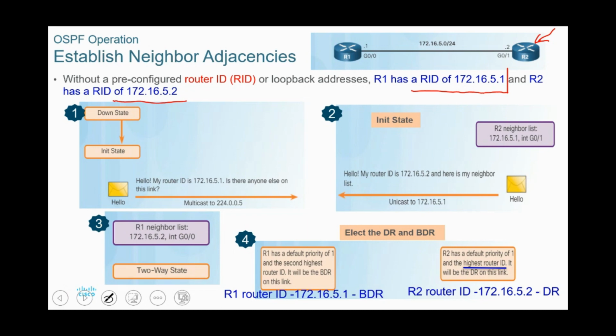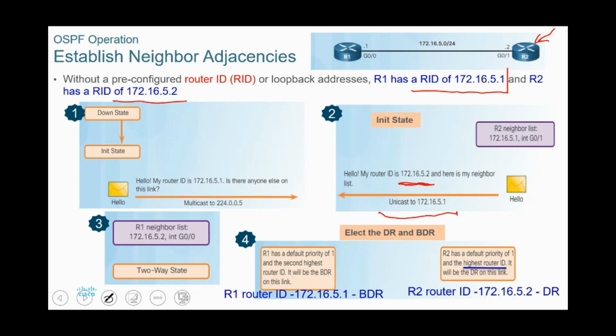Now, when the other side of the link, which is router 2, receives the hello message from router 1, router 2 will reply using a hello, introducing its own router ID, 172.16.5.2, and the neighbor list. It will unicast it to 172.16.5.1. So after that, the R1 neighbor list will have 172.16.5.2, which is the interface G0/0. So these are the two-way state exchange. Then they will update into the routing table.